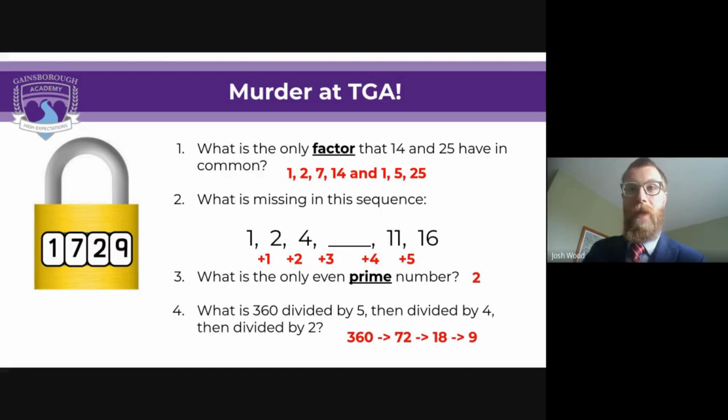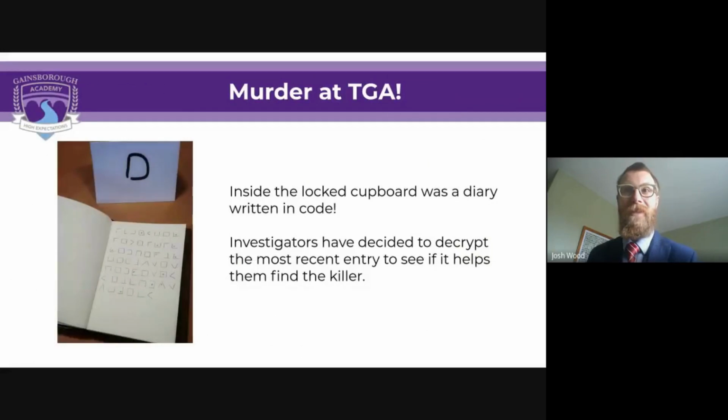So we've managed to get into our locked cupboard, and inside this locked cupboard is a diary which is all written in code. So the investigators are really interested in this code because they want to know why somebody would write something in code, and I'm fairly sure that you can think of reasons why somebody might write a diary entry in code, because they don't really want anybody else to read it. So they want to see if it helps them find the killer. So they're going to decrypt, or we're going to decrypt, the most recent entry to see if it can help us.